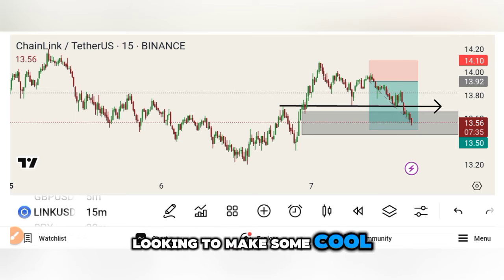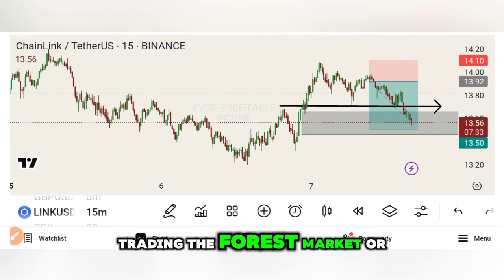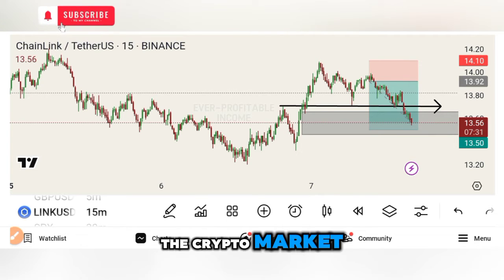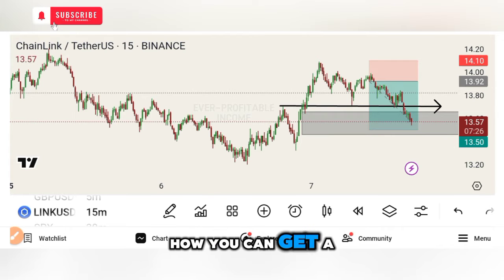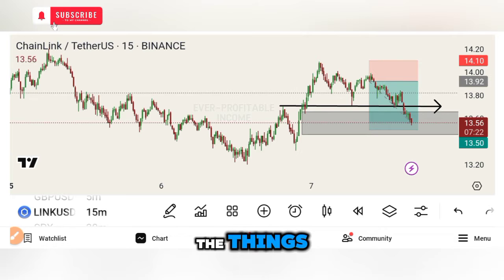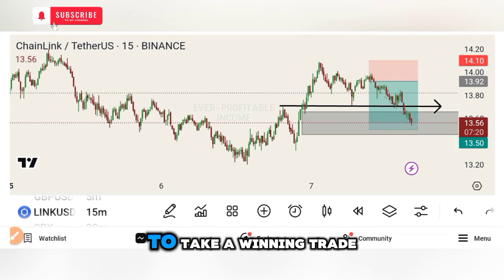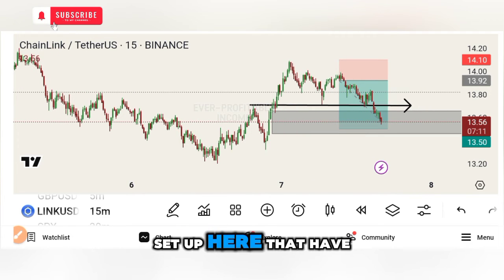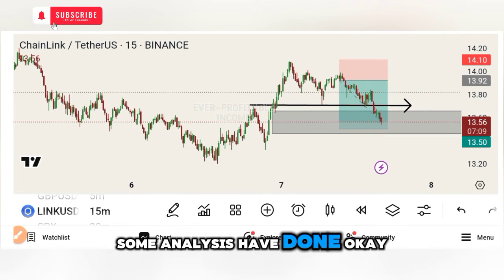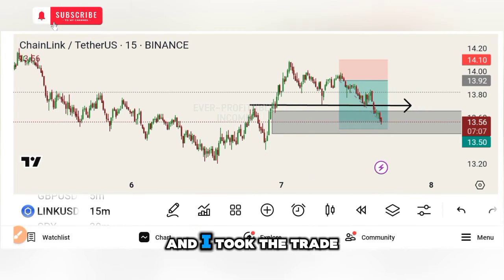Looking to make some cool profit trading the forex market or the crypto markets? Today I'm going to show you how you can get a sharp entry. I'm going to tell you the things you are supposed to look out for to take a winning trade. Today I have a setup here from some analysis I've done, and I took the trade.